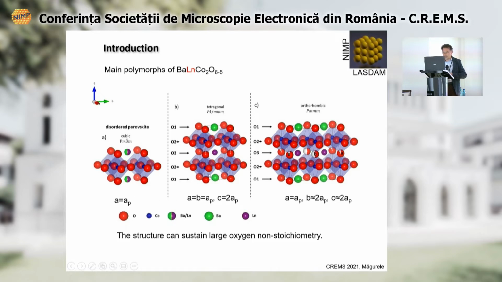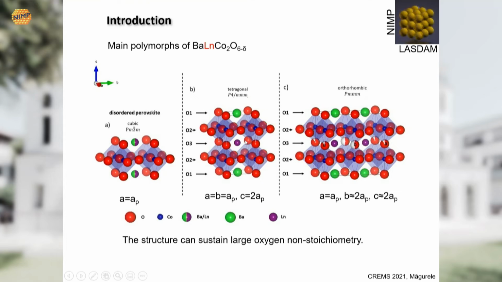In case that we start to order the barium and lanthanide ions in well-defined atomic positions, we end with a new structure having the same lattice parameter as the cubic one on two directions, and the double lattice parameter along the third direction, the C direction. So this would be the tetragonal double perovskite.